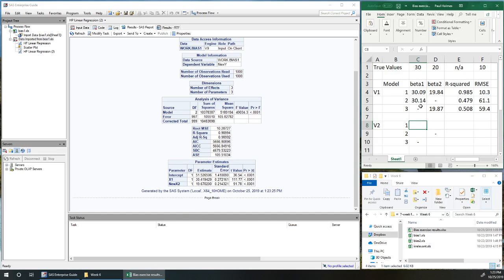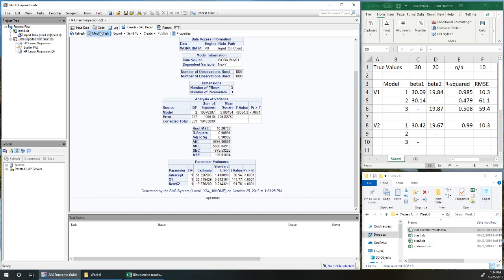estimating y here, and indeed we do get a really good model, root mean squared error 10.3, that's right there, r squared almost 99%, 98.99, looks like that would round up to 99%, and beta 1 and beta 2 are again really close to the true values, 30.42, and 19.67, real close to the actual values of 30 and 20.